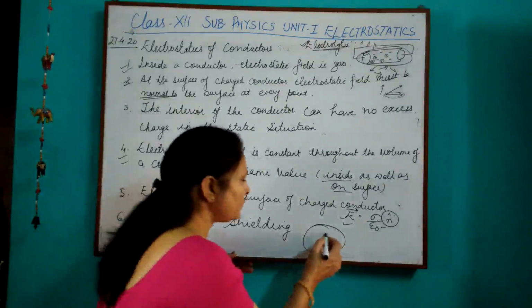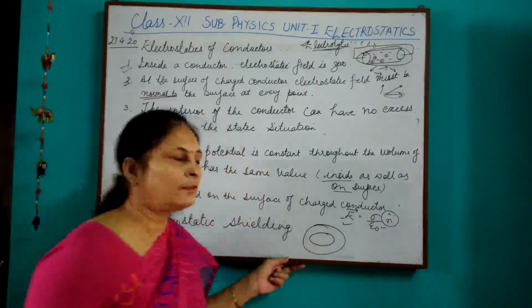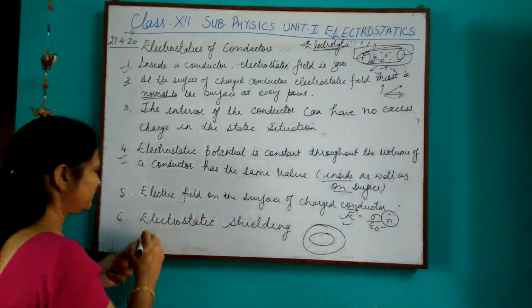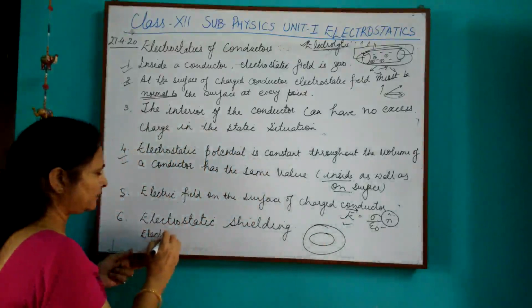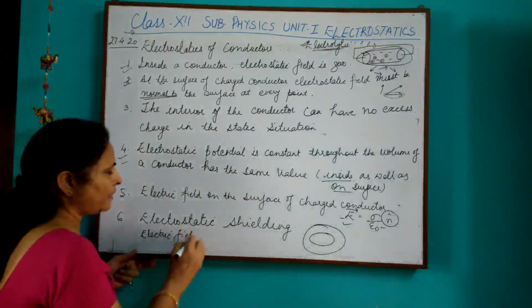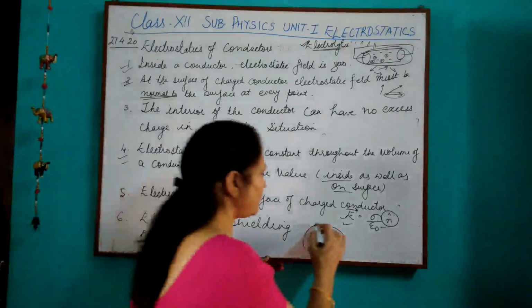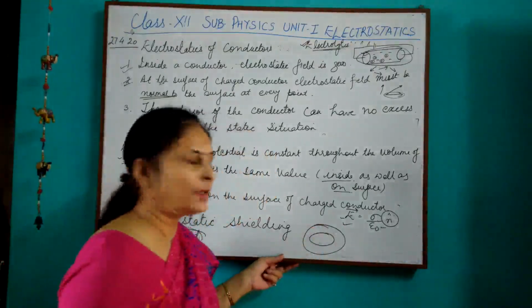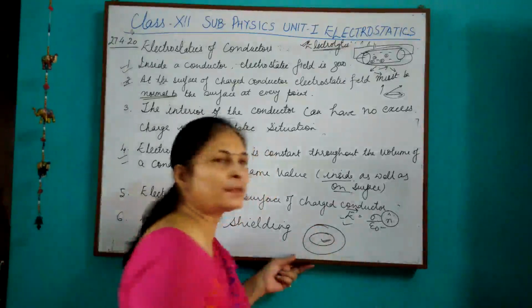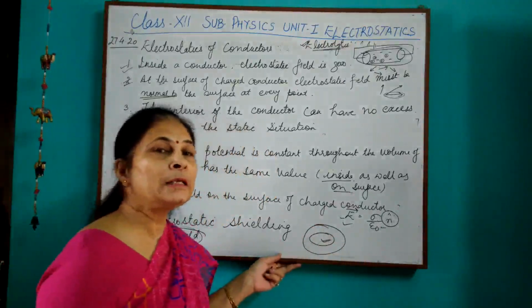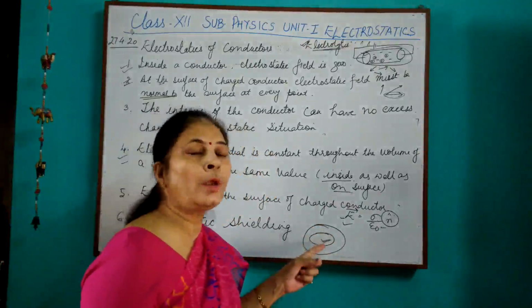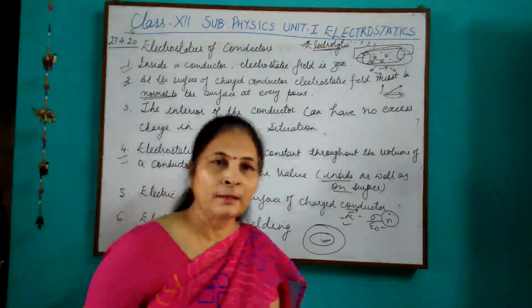So, anything which is kept inside will be shielded from electric field. So, it prevents anything from the effect of electric field. We can have a metallic cavity inside which you can keep the things which can be properly shielded, and there will be no effect of electric field.